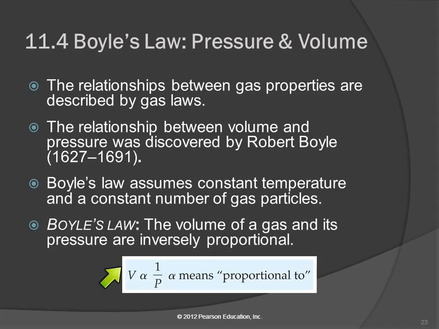And so down here in this equation, this alpha symbol means proportional to. So the volume is proportional to 1 over the pressure. If the pressure gets bigger, then 1 over the pressure, that quantity, gets smaller, and the volume gets smaller. If the pressure gets smaller, 1 over the pressure is a larger number, and the volume gets larger.